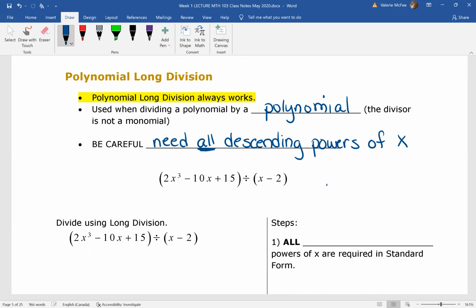Let's just remind you that the second part of this division question is known as the divisor. It would be at the bottom of your fraction. And this part is known as the dividend. It would be at the top of your fraction.